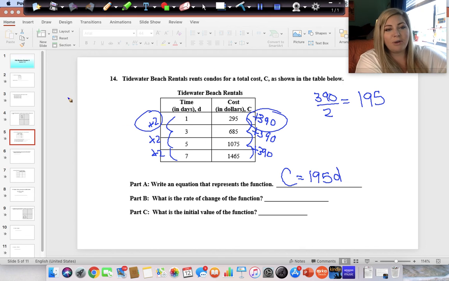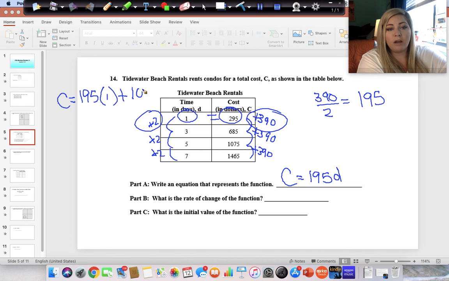But here's how we see if it works. We take our 195 and plug in our days and see if it equals our total cost. So 195 times 1, does that give me 295? No, it does not. I need to add something to get the 295. Well, 195 plus 100 gives me 295, so we are going to add 100 to our rule. And that's our equation: C equals 195 times D plus 100.